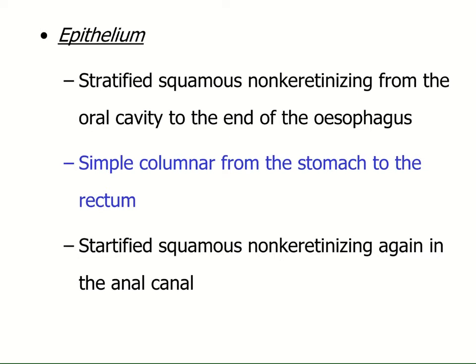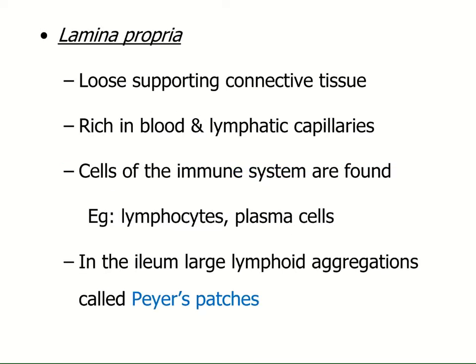From the stomach to the rectum, the epithelium is simple columnar. Simple columnar epithelium is useful to absorb nutrients from the digested food. Again, the epithelium transforms back into stratified squamous non-keratinizing in the anal canal to withstand frictional forces generated by the fecal matter. Lamina propria is a loose supporting connective tissue layer rich in blood supply and lymphatic supply.